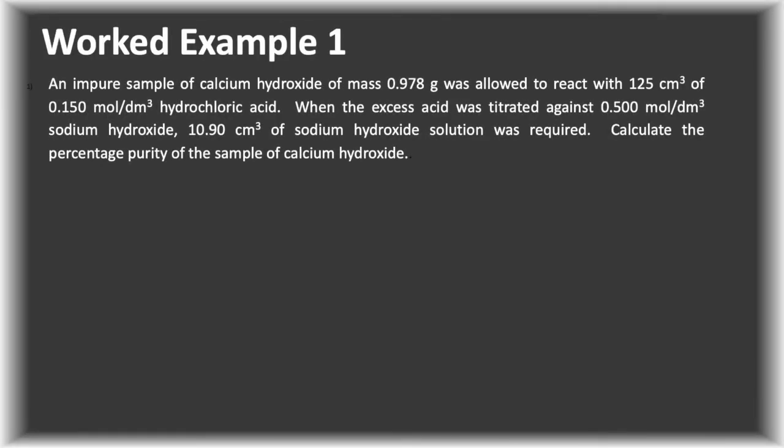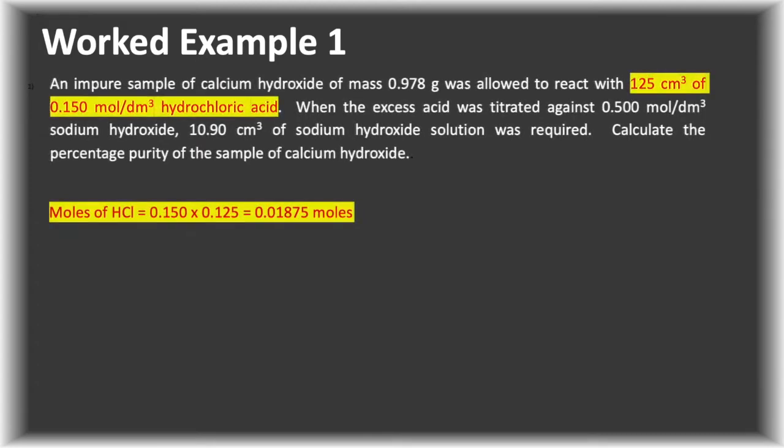So we have an impure sample of calcium hydroxide and we're reacting it with an excess of hydrochloric acid. Any acid left over we are going to titrate against using 0.500 moles per decimeter cubed sodium hydroxide, and we find the titer is 10.9 centimeters cubed. And we need to calculate the percentage purity.